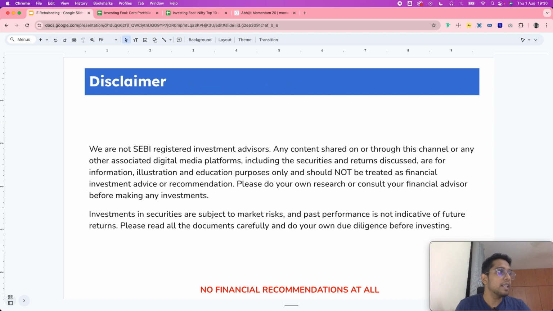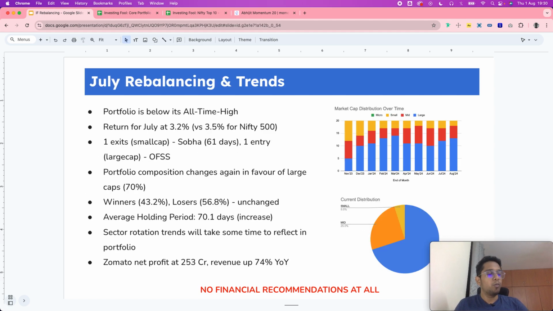But in general, the portfolio is below its all-time high. In general, that trend has been happening, that some Nifty stocks are growing very powerfully, but some of the momentum names seem overstretched. Some of the sectors seem overstretched, especially defense and all. These seem overstretched, might consolidate for a while, might even go down. So we do not know. We'll wait for the market to give us the signal. Now, return for July we already saw 3.2 versus 3.5% for Nifty 500.